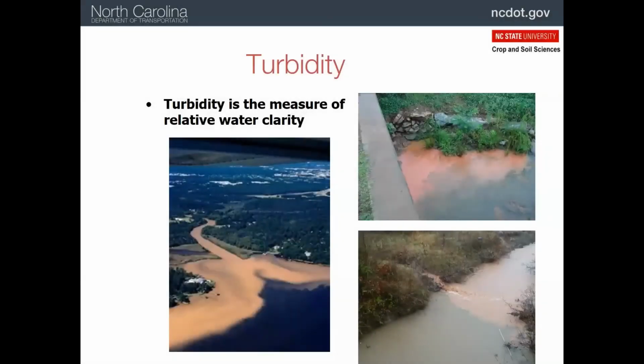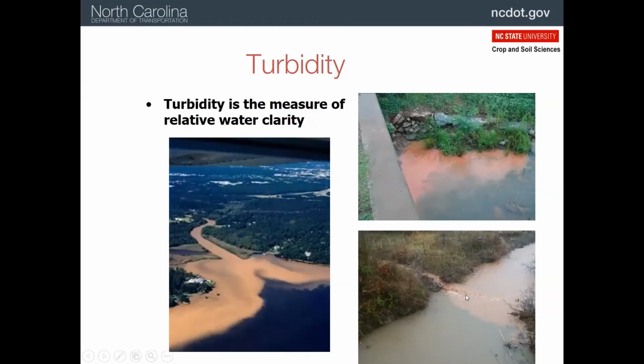Now we're going to talk a little bit about controlling turbidity. Turbidity is a measure of how clear the water is. And in this case, we're seeing turbidity going up, that is, the water's getting less clear because of sediment that's coming from construction. So some good examples here. And if you see this, this is actually a violation.